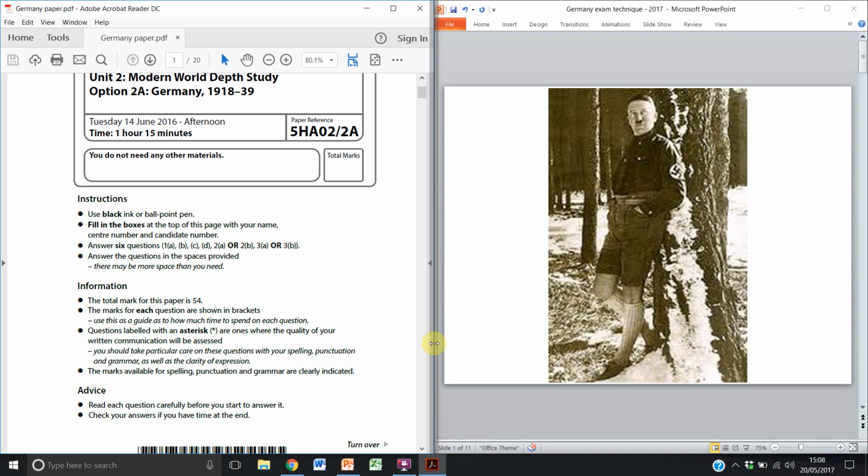And there is one question in this paper, question 3, that has an asterisk next to it, and that means that there are additional marks available for spelling, punctuation and grammar, and that extra care should be taken with question 3 because you can gain an extra 4 marks if your spelling, punctuation and grammar is accurate, and that could be the difference between one grade and the next.